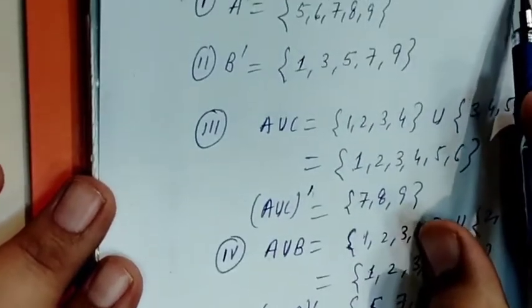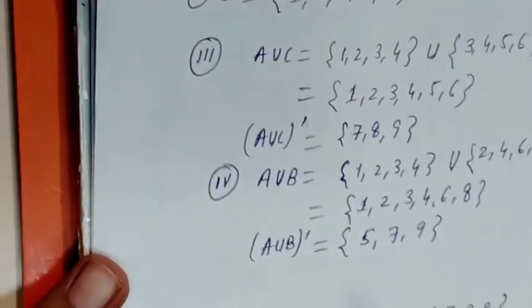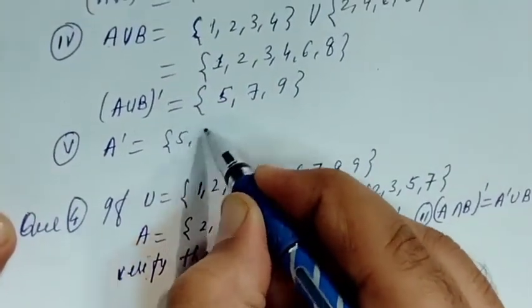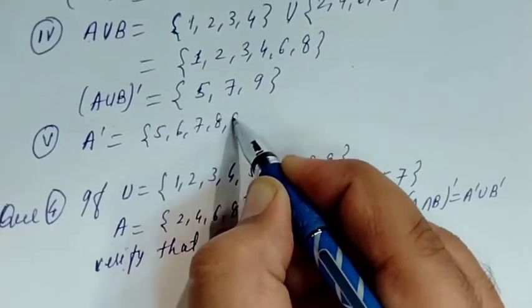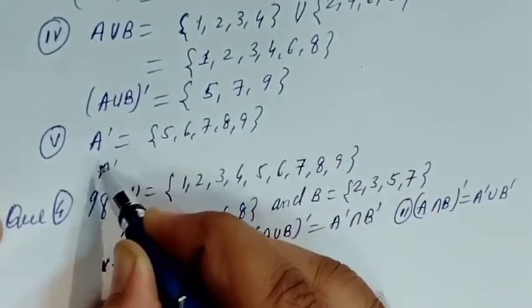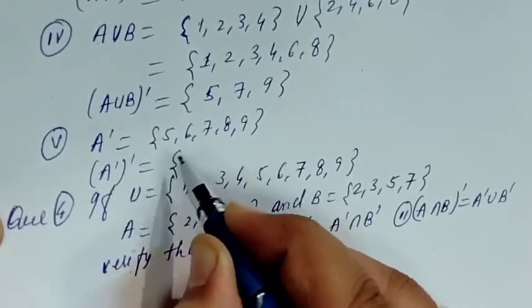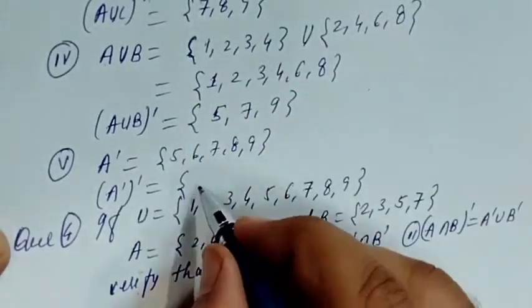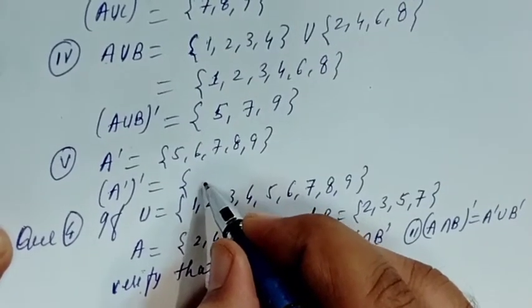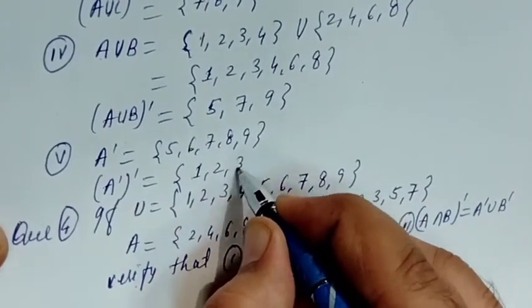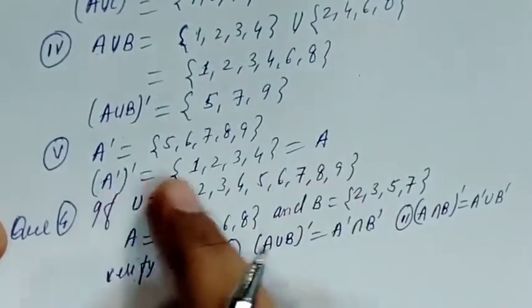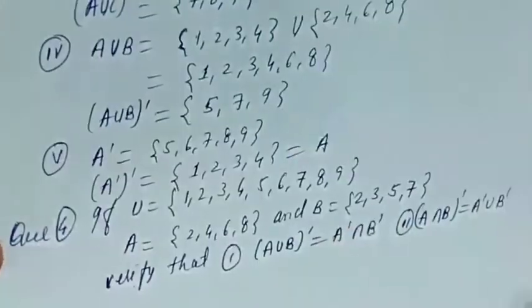And the fifth part of the question is A dash dash. First of all we'll have to find A dash. Already we have taken 5, 6, 7, 8, 9. Then A dash again dash: such elements left in U after leaving 5, 6, 7, 8, 9. So these are 1, 2, 3, 4. As I told you, A dash dash is equal to A. You can see A dash dash is equal to A. A is 1, 2, 3, 4.